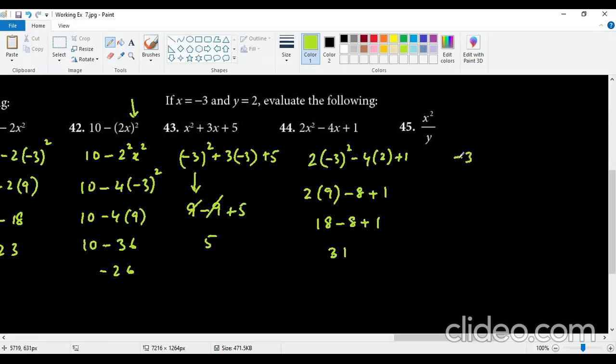In 45 it is negative 3 squared divided by 2. That means 9 is divided by 2. That means 4.5 is going to be the answer. And you can write 4 whole 1 over 2. Both are going to be accepted answers.